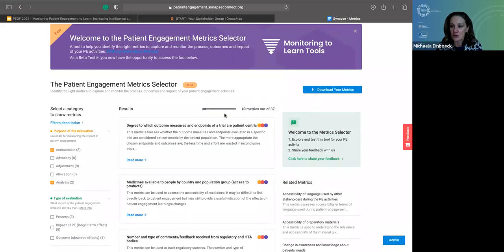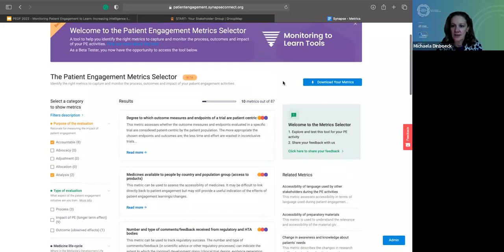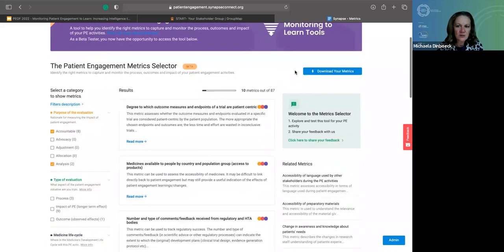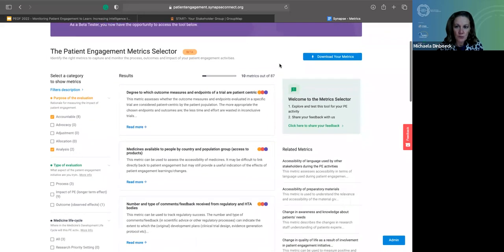And then I can download this matrix. And I can take this downloaded matrix to my team meeting, to my stakeholder meeting, and get an agreement. Okay, out of the 10, do we really want all of them? Out of the related ones, are there some that I would like to adopt?